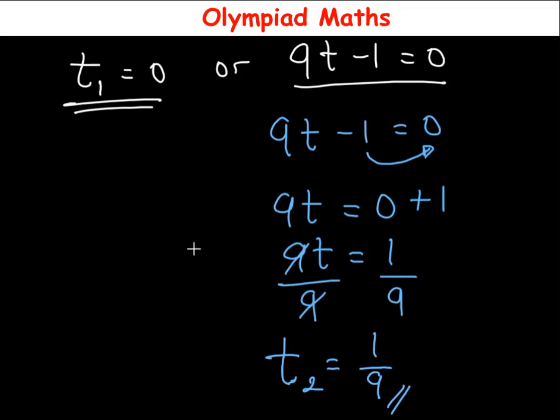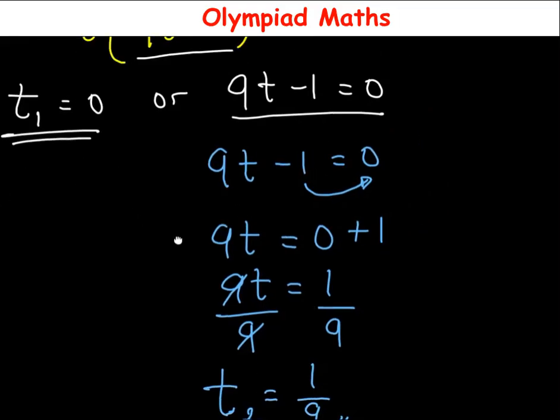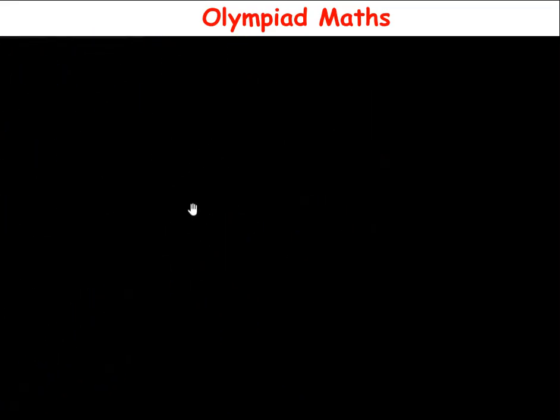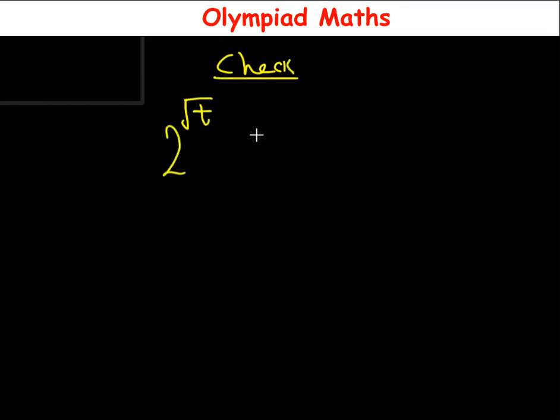But let's confirm if the values of t that I've gotten are the correct solution that will satisfy the given equation. So let us check it out. We have the problem to be 2 raised to power root t is equal to 8 raised to power t. And we got the first solution for t, t1, is equal to 0.